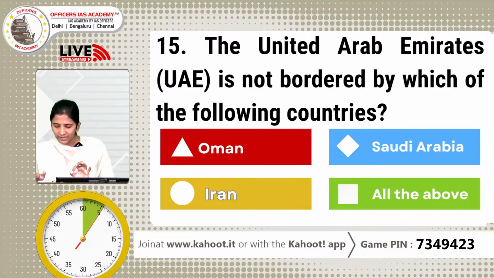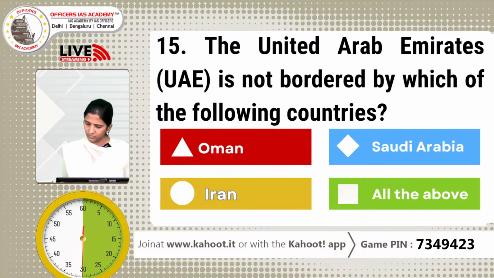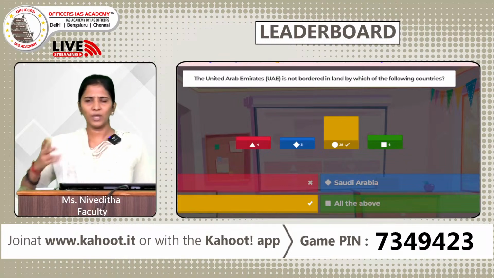The United Arab Emirates is not bordered by which of the following countries? A. Oman, B. Saudi Arabia, C. Iran, D. all of the above. Not bordered, that's the key here, not bordered. Fine, the answer is C, Iran. Majority of you have answered it.